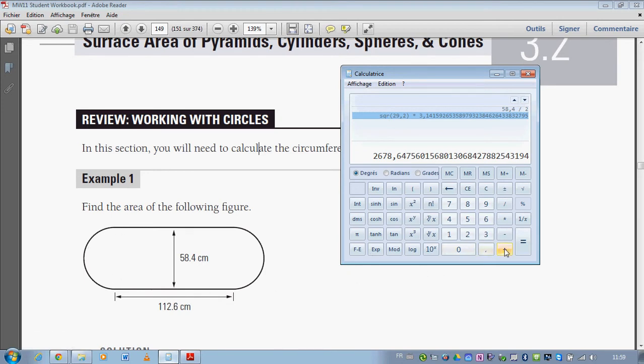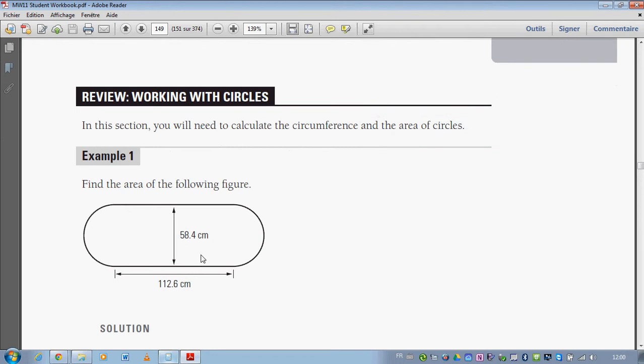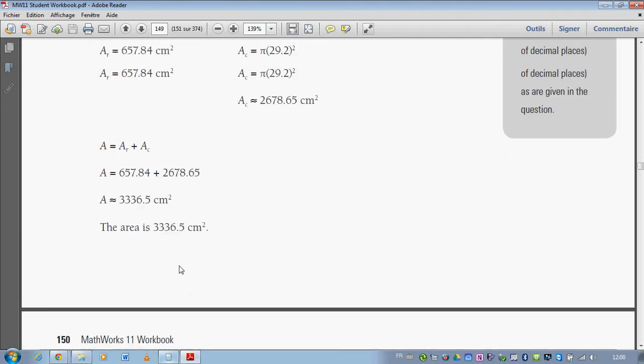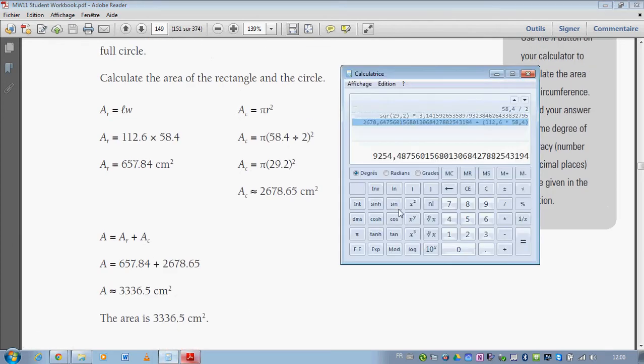So I'm going to push plus, open some brackets, and go width times height: 112.6 times a height of 58.4. Now I close that bracket and push enter, and that gives me 9,254.5. So here it was a two-step process where you had to figure out the area of these two half circles, which together make a full circle, and add that to the area of the rectangle to get 3,306. Okay.